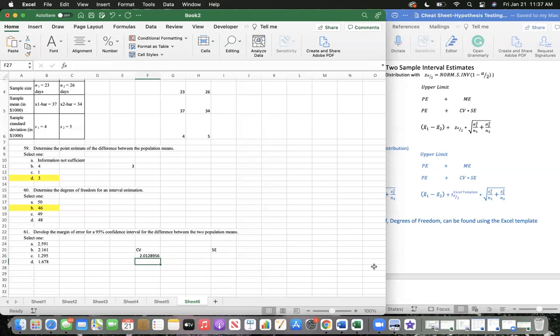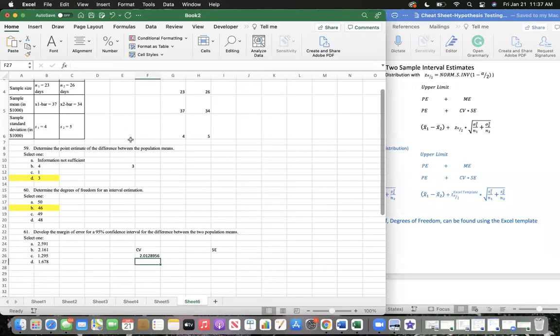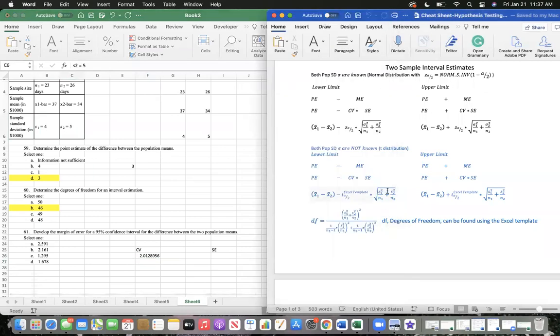All right, now let's get the standard error. So what's the standard error formula? That is this formula right here. The square root of standard deviation 1 squared divided by N1 plus standard deviation 2 squared divided by N2. We're going to square root that whole entire thing. Okay, so what I'm going to do right here is 4 and 5 need to be squared, right? Because standard deviation 1 and standard deviation 2 are both squared.